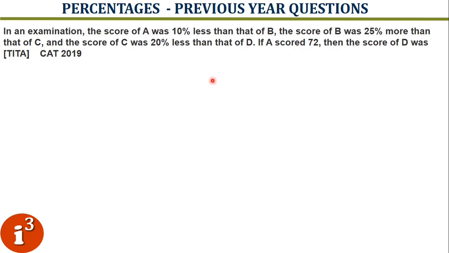Okay, that's fine. But if you do it that way, you will be losing 20 seconds. So what's the other way around? From the concept of change of base, if you know the concept of change of base, once you read this line, the score of B was 25% more than C, and the score of C was 20% less than D, you instantly know that B equals D. Okay, so let's see the solution.